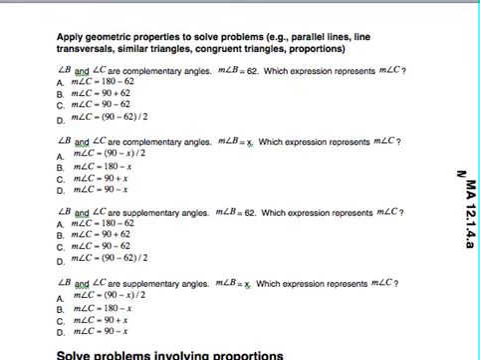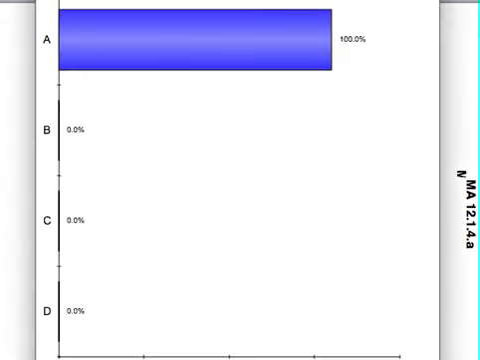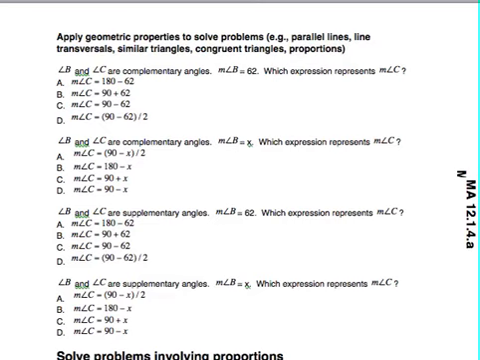Let's look at the next one, supplementary angles. B and C are supplementary angles. The measure of angle B is 62. What expression represents the measure of angle C? And the answer is letter A. Nice job. All right, let's look at the next one.